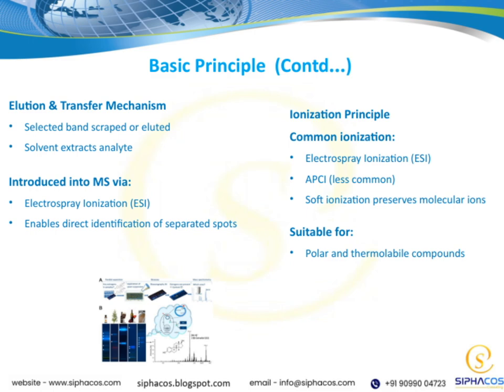This step is vital because it concentrates the analyte and prepares it for detection. Once the analyte is extracted, it's introduced into the mass spectrometer primarily through electrospray ionization. This method allows us to directly identify the separated spots from the chromatography, linking the separation process with mass analysis seamlessly. The basic principle behind ESI is that it produces charged droplets from the solution, which then evaporate, leaving behind charged analyte ions. This process is gentle and effective, enabling us to analyze complex mixtures without fragmenting the molecules.